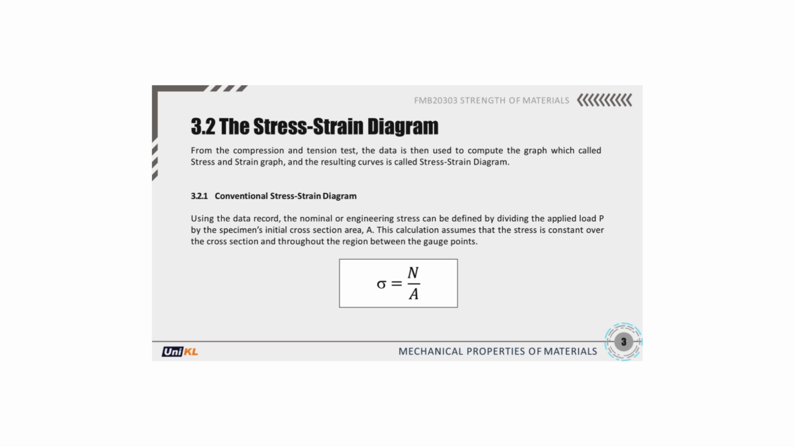Definitions. Engineering stress sigma equals P over A, load divided by original area. Engineering strain epsilon equals delta L over L, change in length over original gauge length.